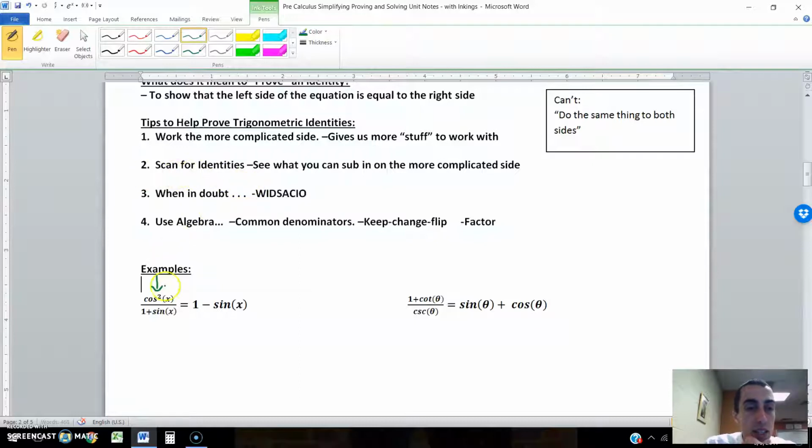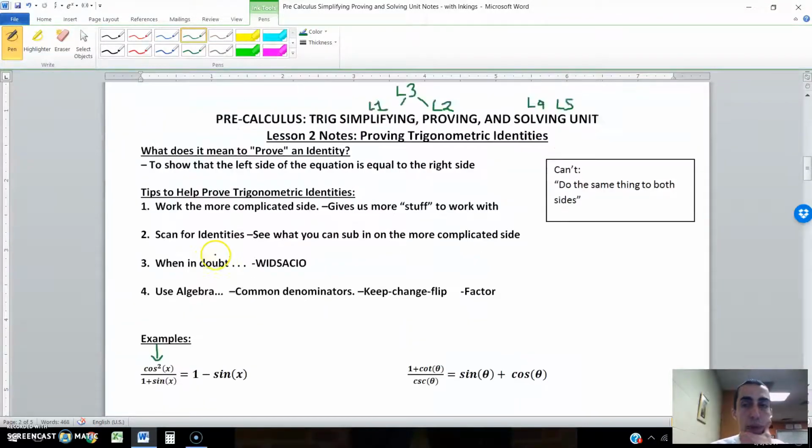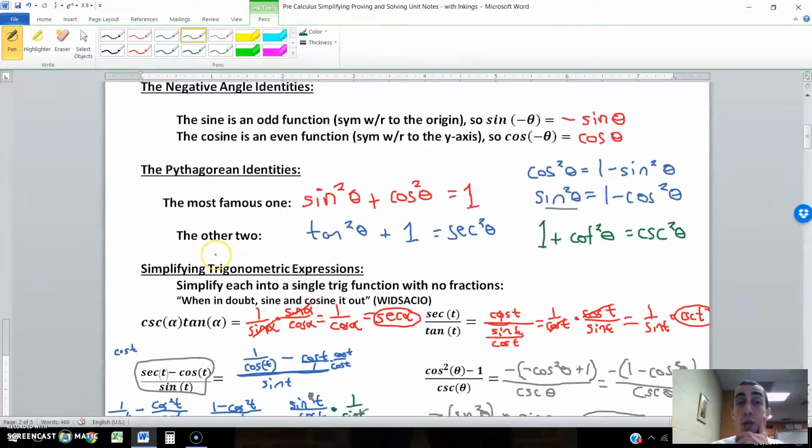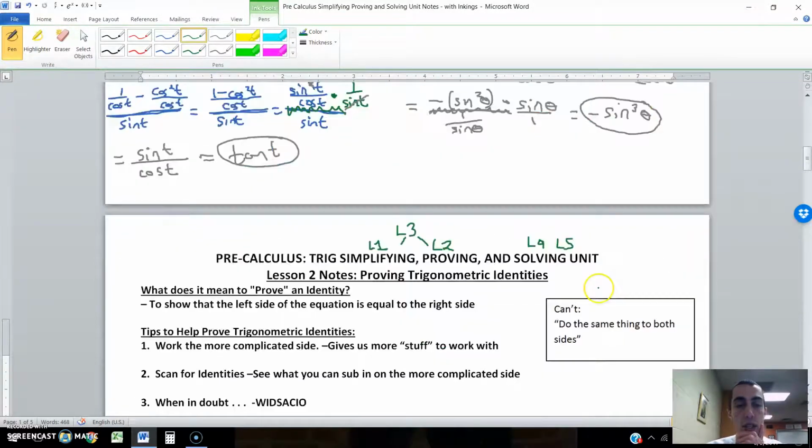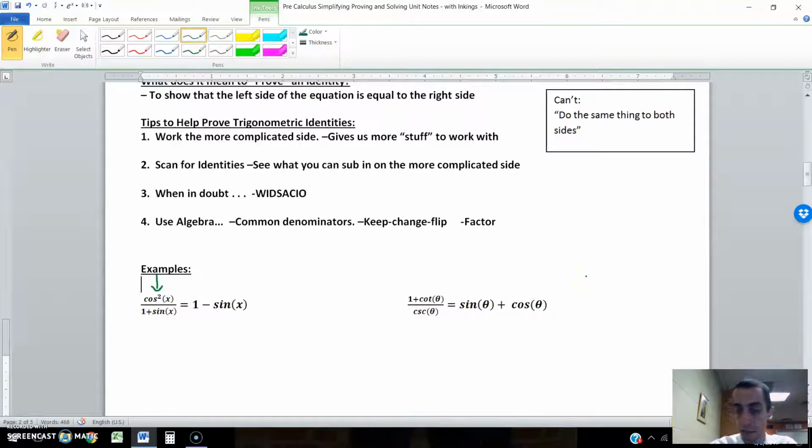Scan for identities. Is there any identities that we can sub in here? For this cosine squared of x, look back at my identities in lesson 1, which, by the way, these are identities that you should memorize. This cosine squared of an angle is equal to 1 minus the sine squared of an angle right there. So let's sub that in. 1 minus sine squared of the angle. That's over our denominator.